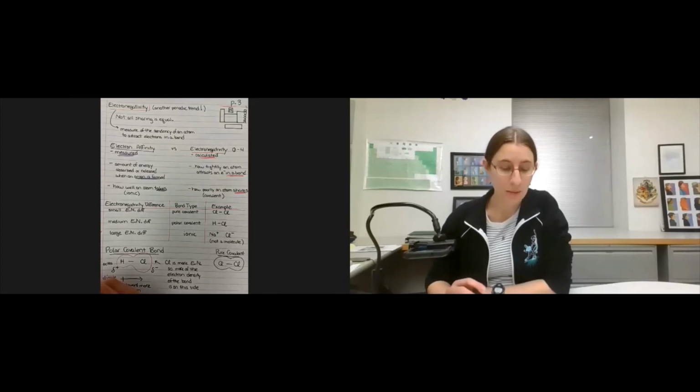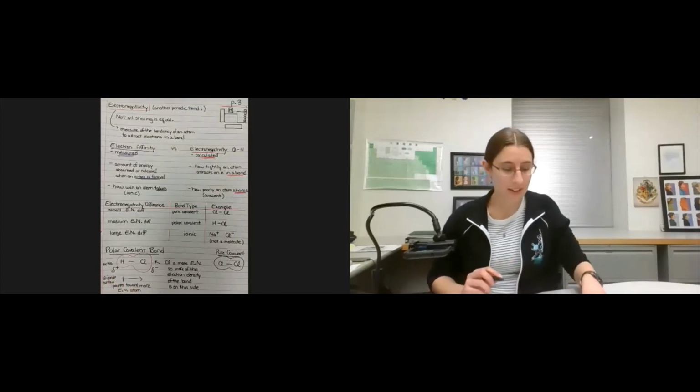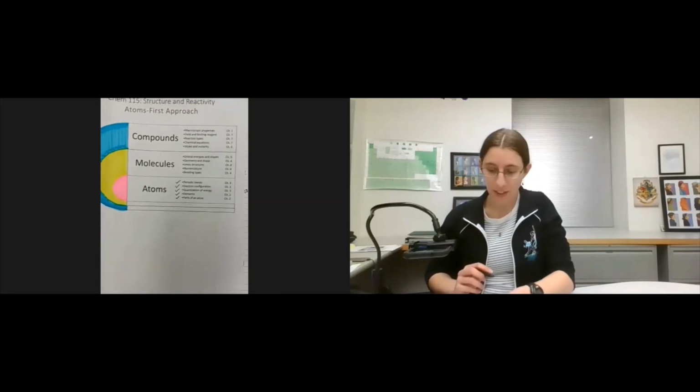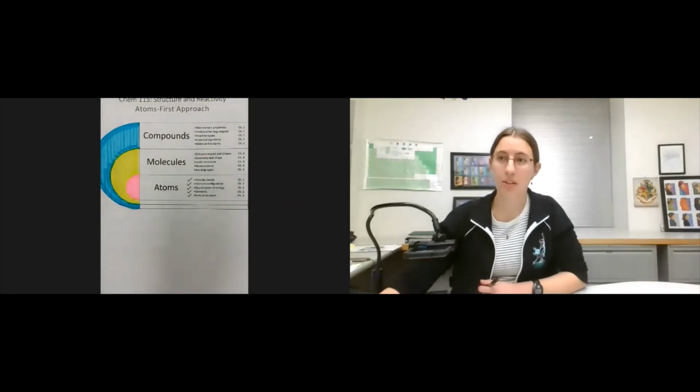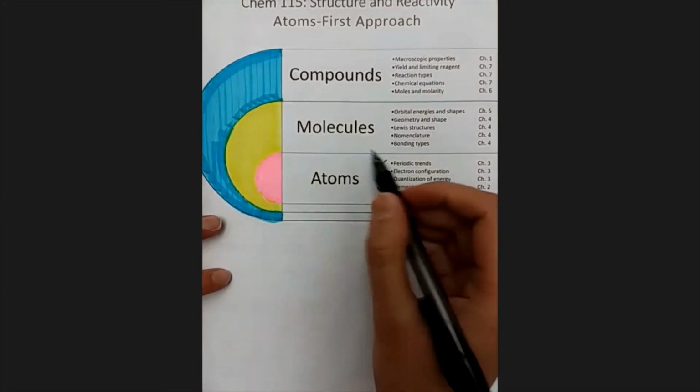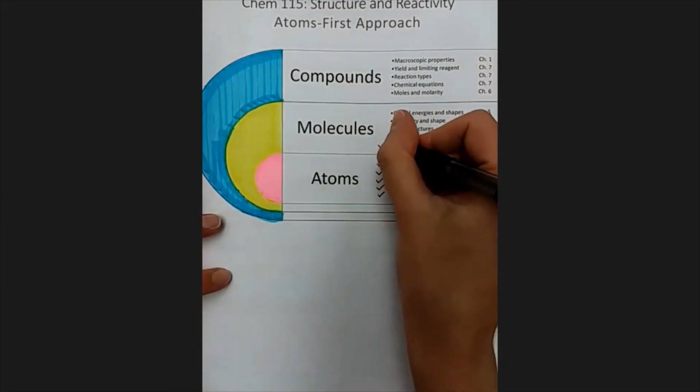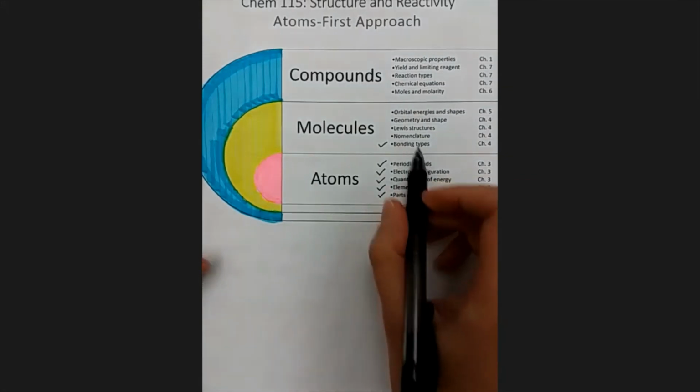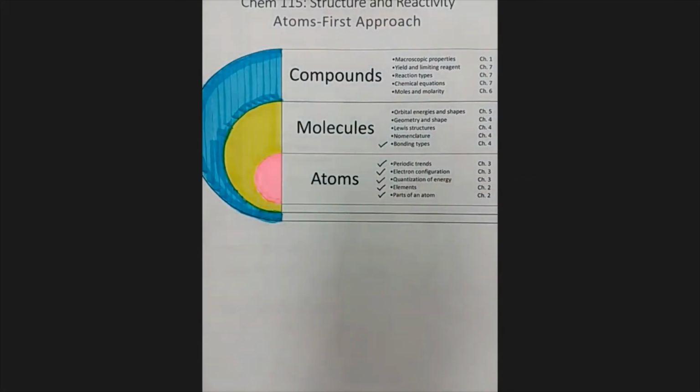Now that we've finished talking about ionic bonds and covalent bonds, we need to check it off in our atoms first approach diagram. So our first learning objective under molecules was to learn about bonding types. And the next one will be Lewis structures and nomenclature.